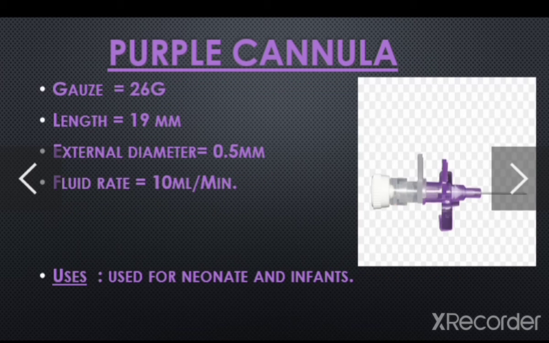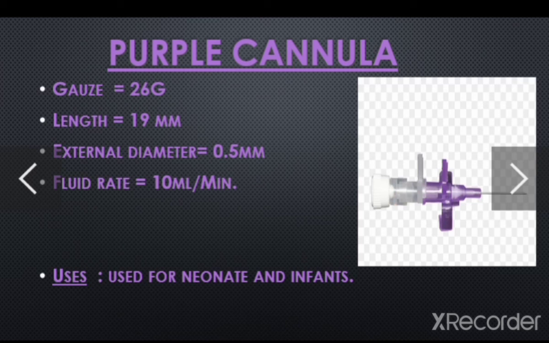And this is a purple cannula. This type of cannula has the maximum gauge number and the minimum flow rate. The length is 19 mm, the external diameter is 0.5 mm, and the flow rate is 10 ml per minute. And it is mostly used in the case of neonates, meaning newborns or infants.